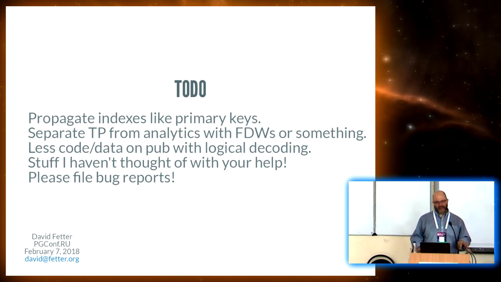Yet another one that I came up with recently was to have less code and data triggering on the publisher side of this system, because adding triggers to a transaction processing system means that you're executing a lot more code there, and maybe you don't want to do that. So maybe we could use logical decoding to do this kind of separation of transaction processing from analytics. And then, of course, there's the really important stuff that I haven't thought of yet.